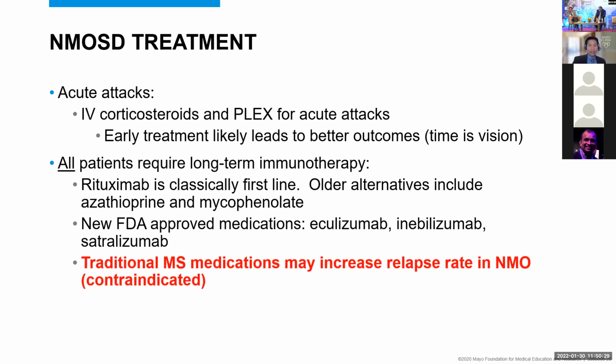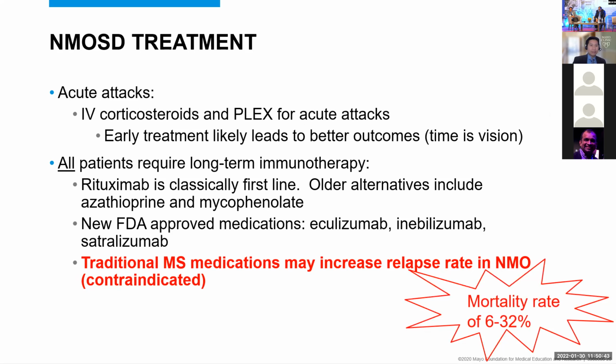But again, it's very scary because if you have a patient with optic neuritis and you assume it's MS, but they actually have NMO and you put them on a traditional MS medication, you could potentially increase the relapse rate in NMO. So it's contraindicated there. And that's in a disease that has a mortality rate as high as 32%. And so that's why it's so important, when we've got a patient with optic neuritis, to stop and think, could this be NMO? Because again, not only the prognosis changes, but the treatment changes.